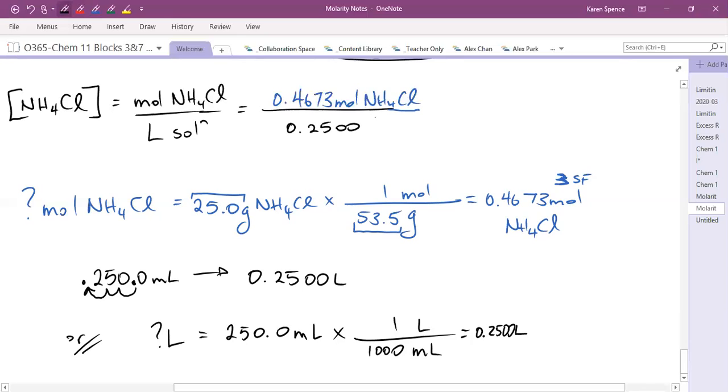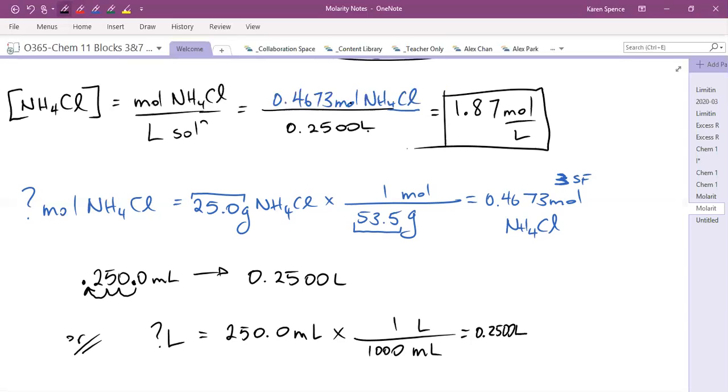Regardless, we pop that up into here, 0.2500 liters. Now we have our moles over our liters, and we should get the same number. And in fact, yes, we do. If we do that division, we still get 1.87 moles per liter, which is good because we should get the same answer as before. How are we feeling about finding molarity? Are we good?